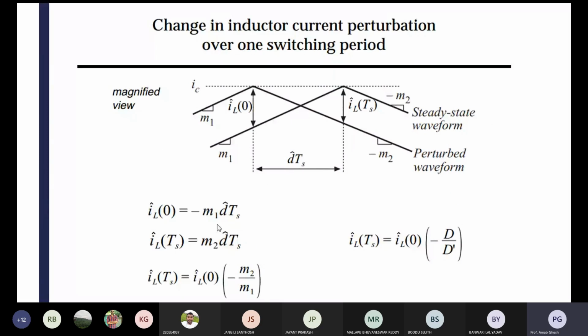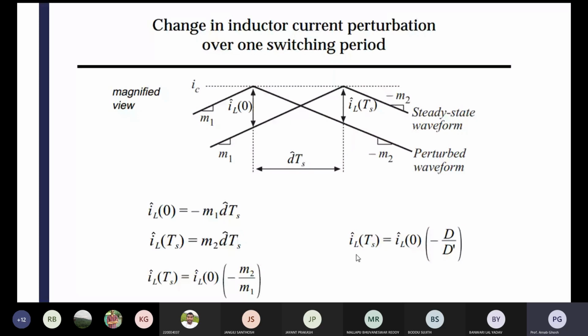So all the expressions are in the form of small AC variations that you have considered, and finally we can calculate the value of the slope. That is î_L(Ts), and finally we get minus M2 by M1, which is minus D by D dash. So you can see that all the inductor current expressions are a function of your steady-state value and your duty ratio.